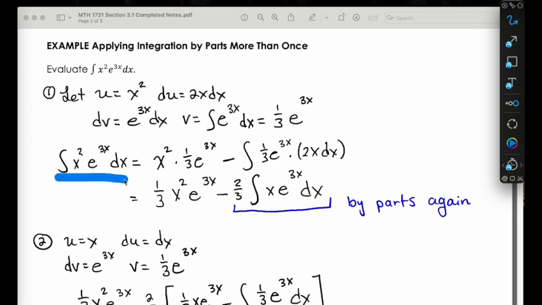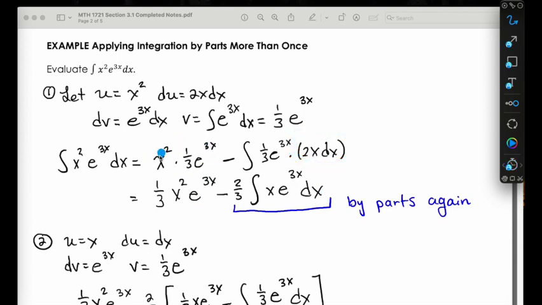So here's the integral that we're trying to evaluate. Here's my u times my v. Here's u, which is x squared, times my v, which is 1/3 e to the 3x. And I'm going to subtract my integral of v du. Here's my v, and here's my du, the 2x dx.